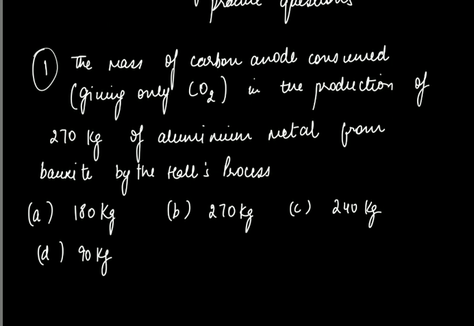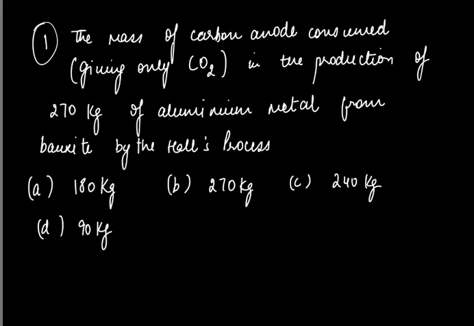So the very first question: mass of carbon anode consumed, giving only carbon dioxide in the production of 270 kilograms of aluminium metal from bauxite by the Hall's process. So this part we haven't ever discussed. I haven't discussed in my videos so far. This Hall's process is something that you will study in your metallurgical operations in 12th grade.